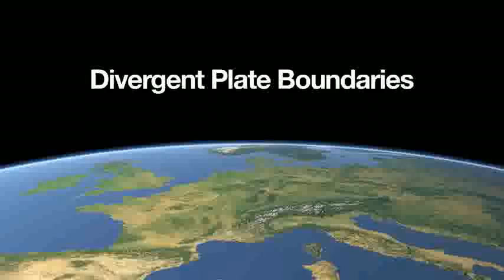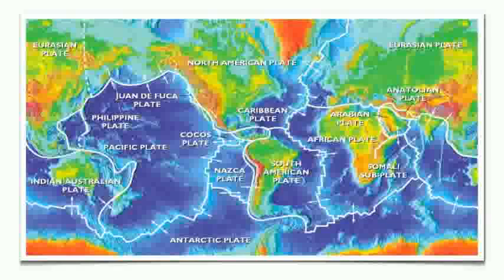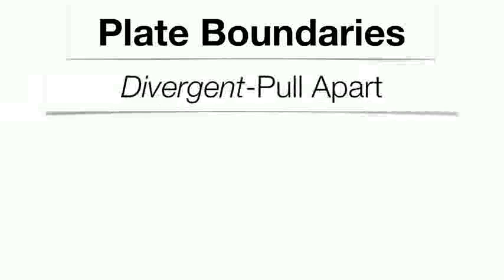Today we're going to be talking about divergent plate boundaries. This is one of three types of plate boundaries on the planet. We have convergent, we have transform. This one we're going to be talking about divergent. Now divergent just means pulling apart or moving away from each other.